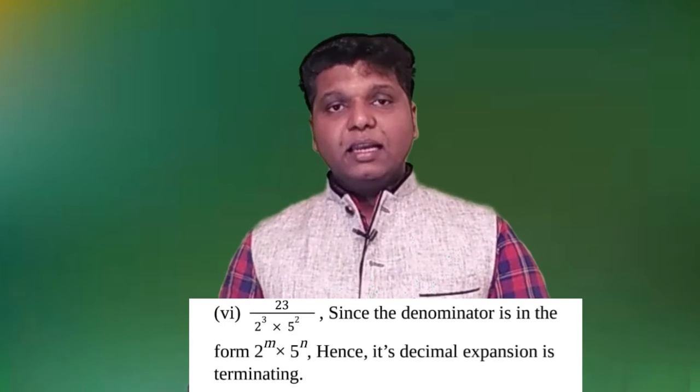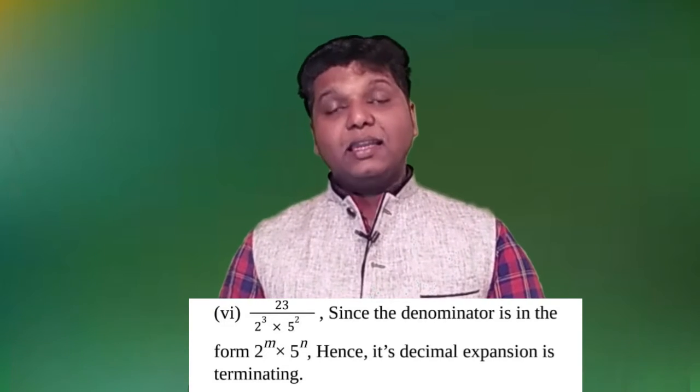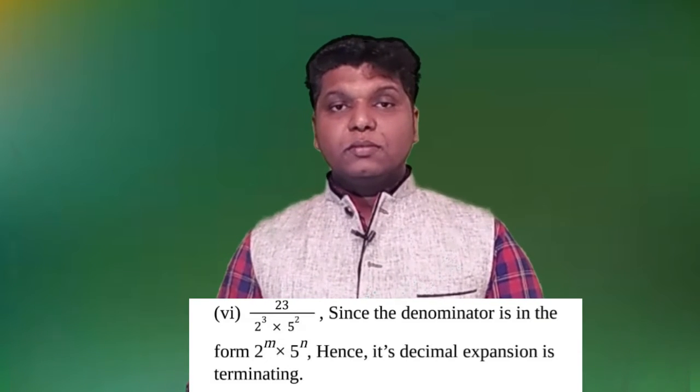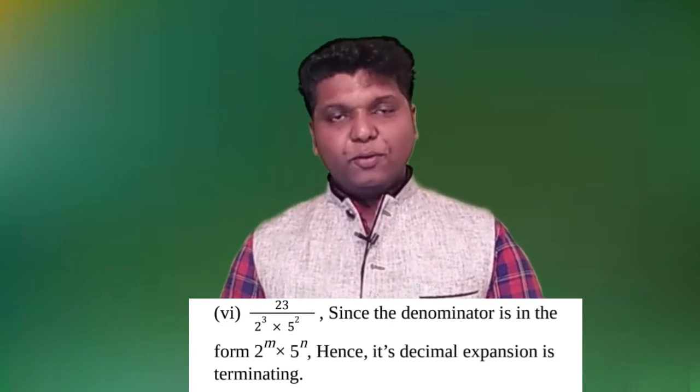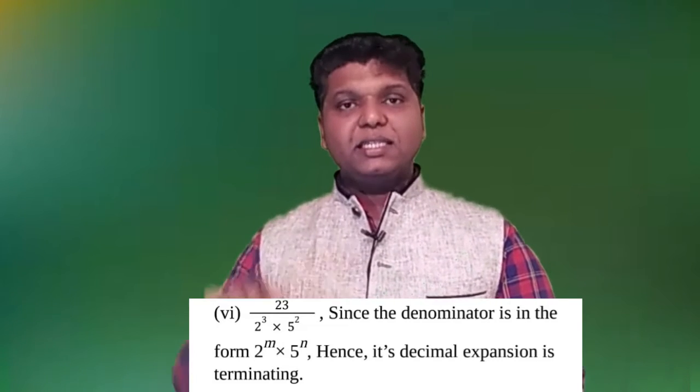So we will say here as 7 is included in the denominator part and it is not of the form 2 raised to m into 5 raised to n. Therefore, this decimal expansion is a non-terminating repeating decimal. Clear? Next one. 6 divided by 15.